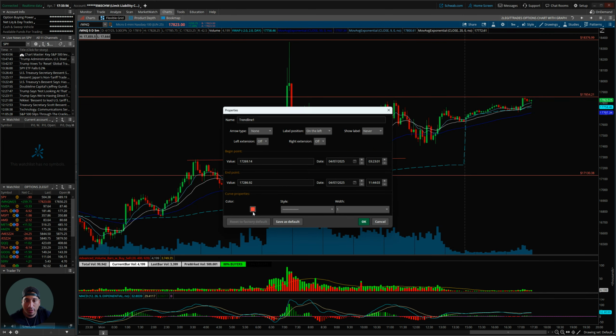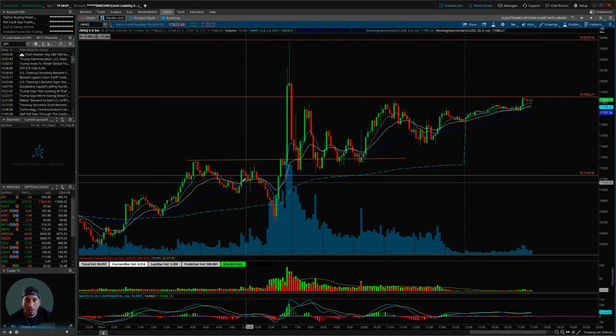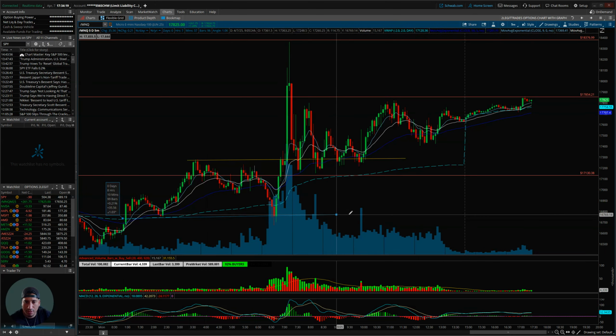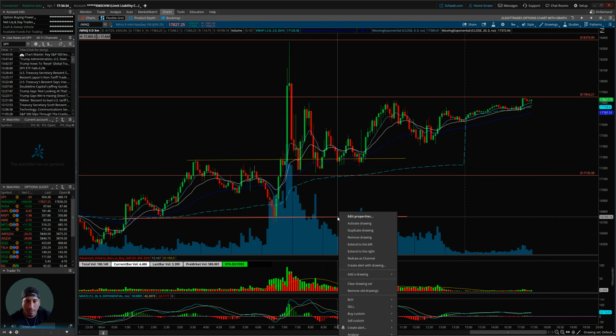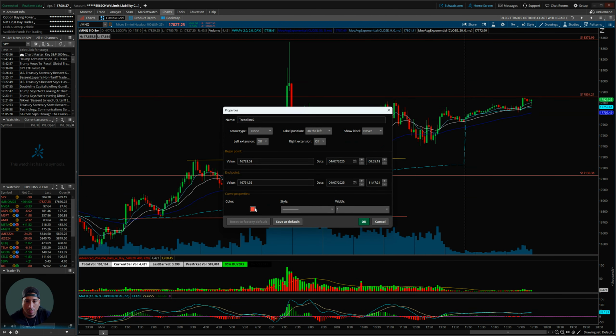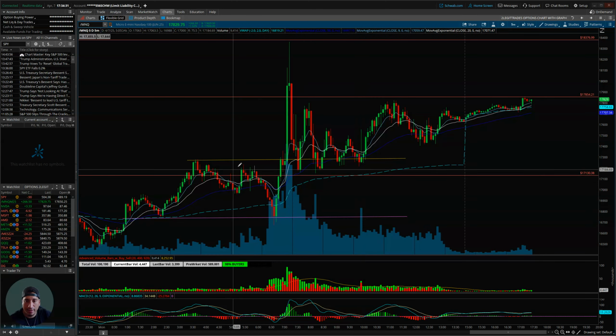Edit properties. We'll color code it. Let's do it yellow. All right. So this yellow line was a high. And then for a low, I would do it right about this area right here. I'm gonna draw it across, and then I'm gonna color code it yellow. Or you know what, let's see how pink looks. Yeah, I'll do it that color.